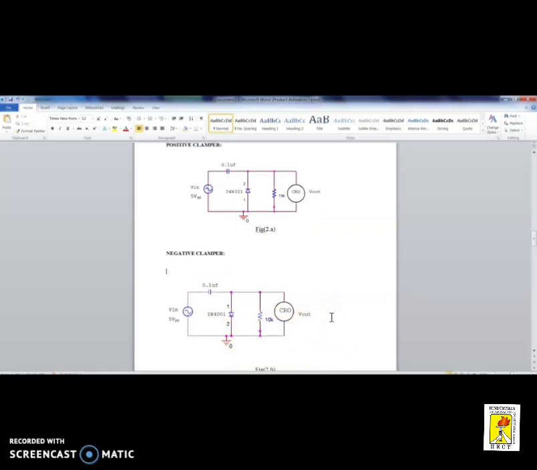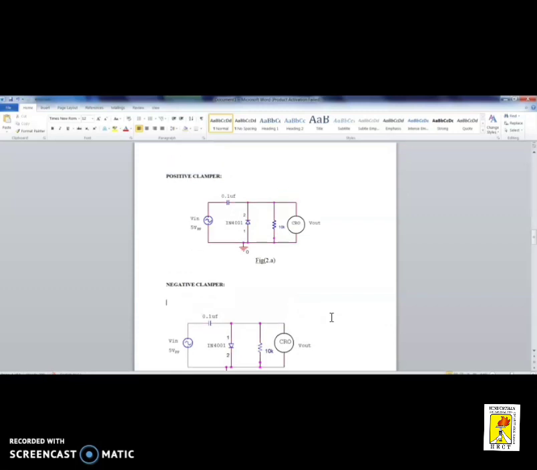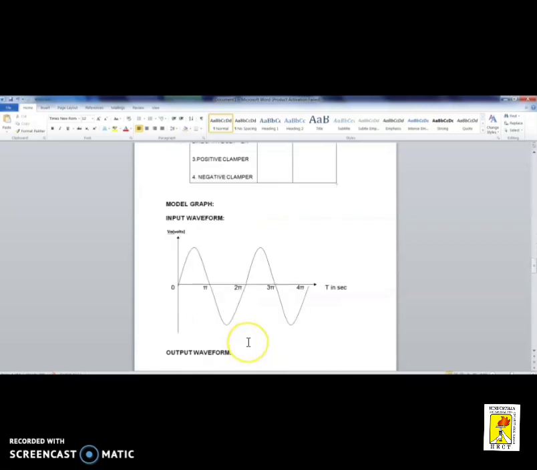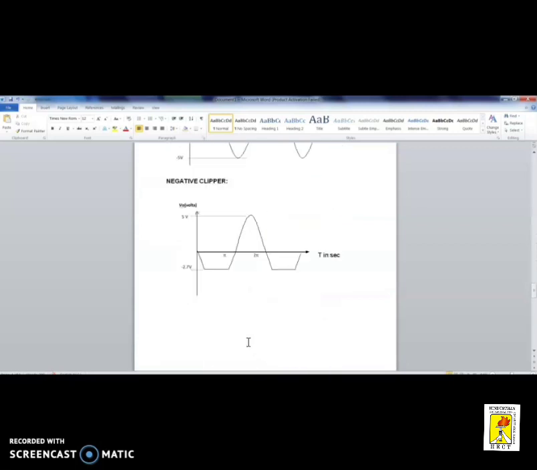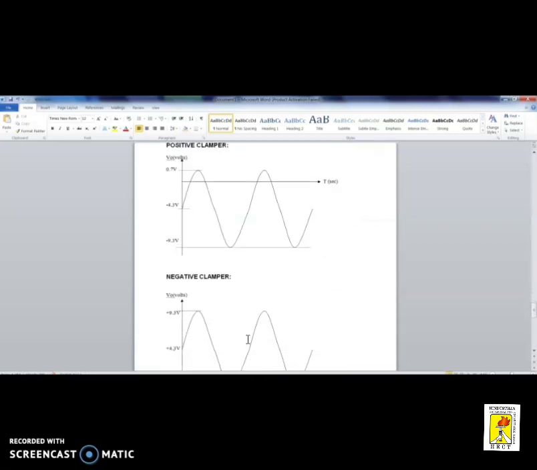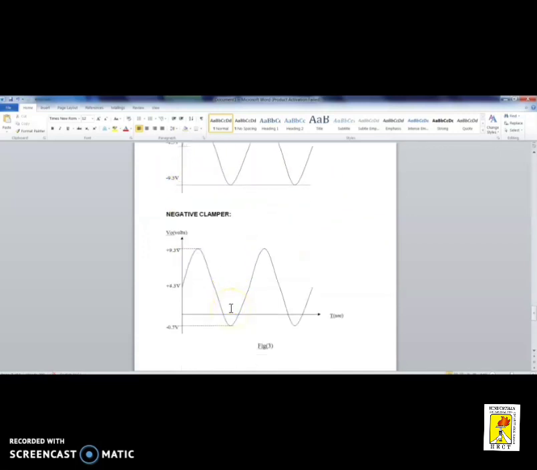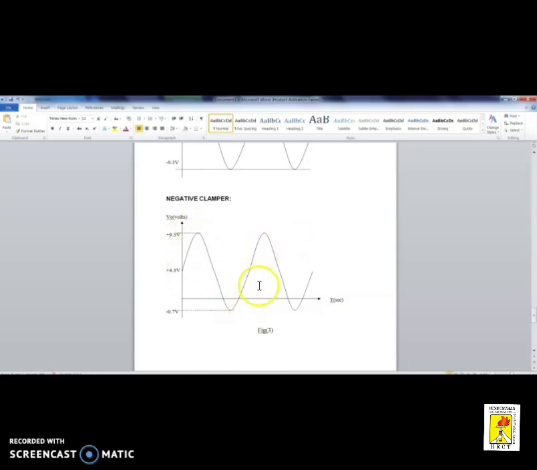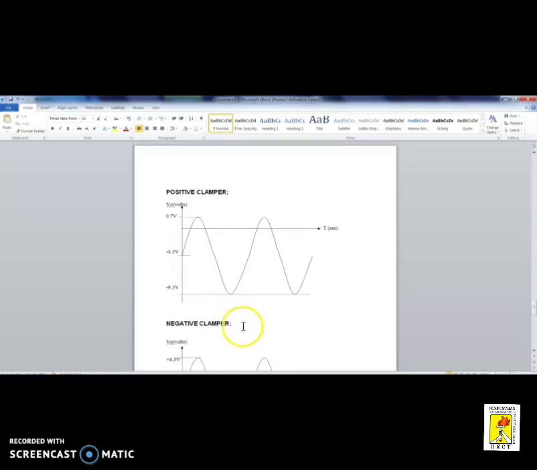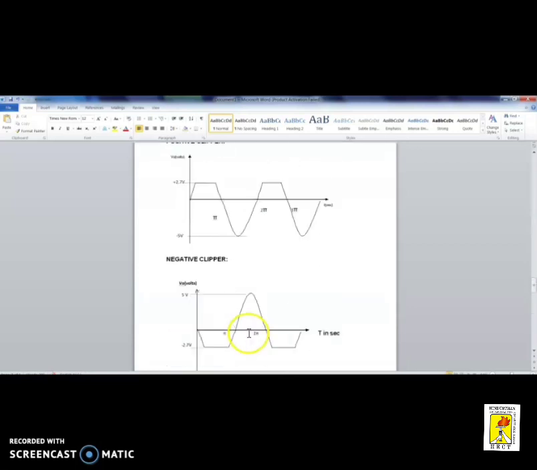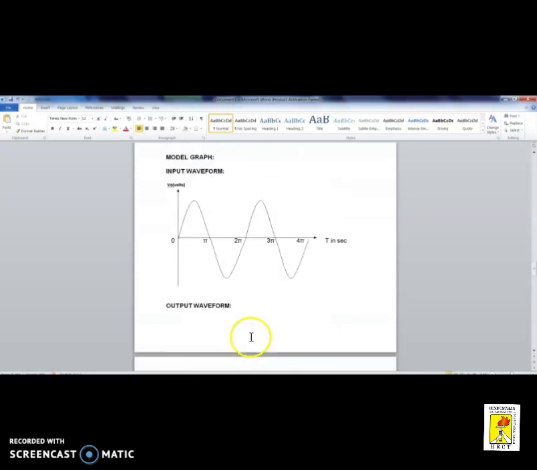A positive clamper is one which shifts the applied signal entirely to the positive side. You can look at a similar waveform of this positive clamper. You can see the level is not at 0; it is shifted to a positive voltage here. A negative clamper will shift the levels to a negative voltage. This is an example waveform given to you.